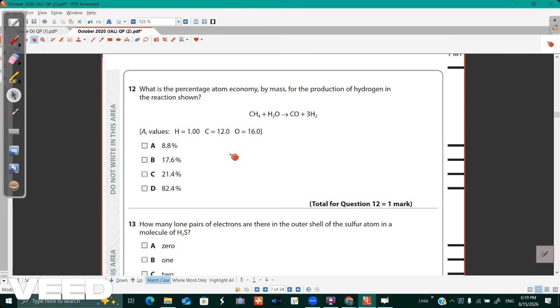They are asking about atom economy for the production of hydrogen. So hydrogen is the usable one. They wanted to make hydrogen. So three hydrogens, molecular mass is 2, over, right?